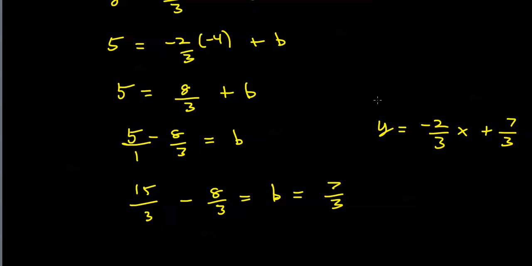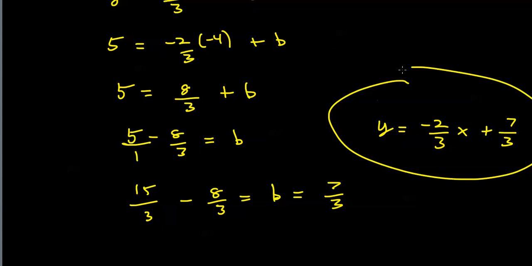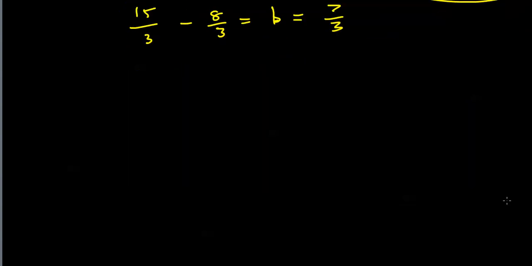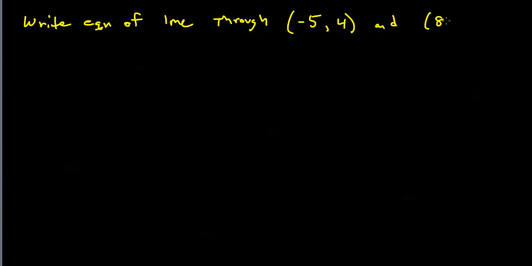Okay, let me put a box around this. This is my final answer for that problem. Go on to the next one. Alright, this one's a little harder still. Write equation of line through minus 5, comma 4, and 8, comma minus 6.